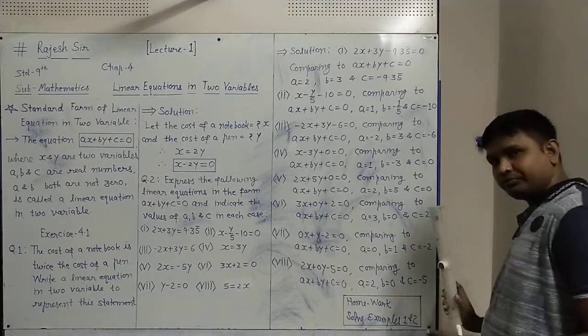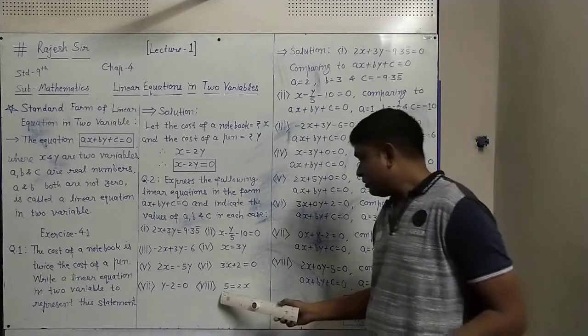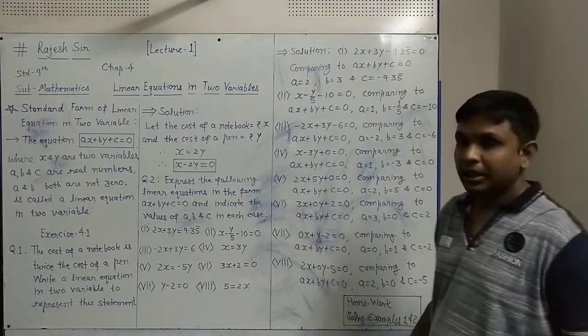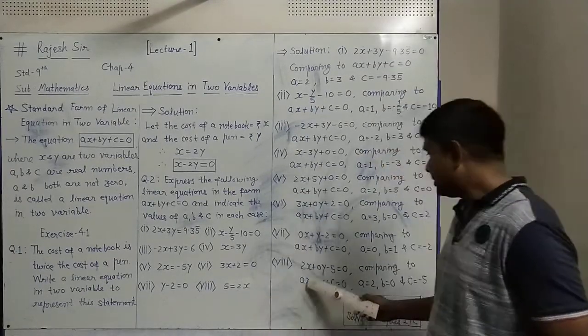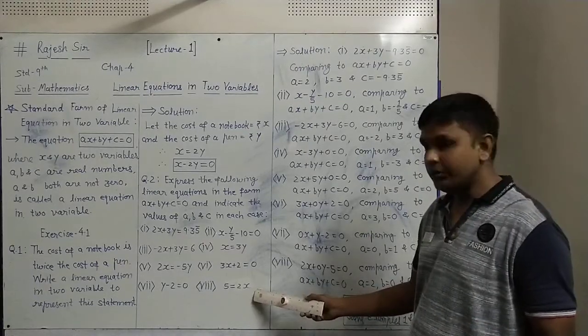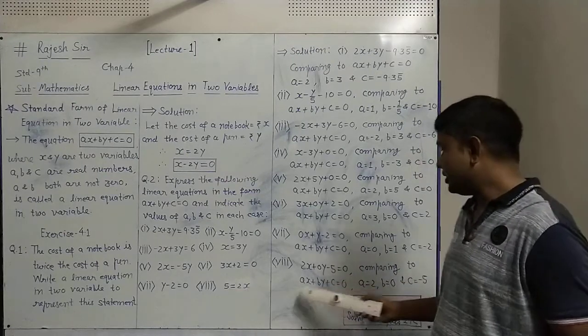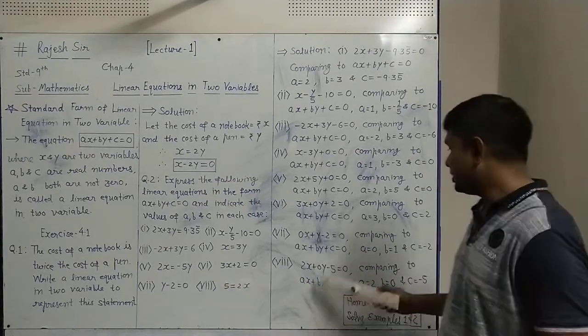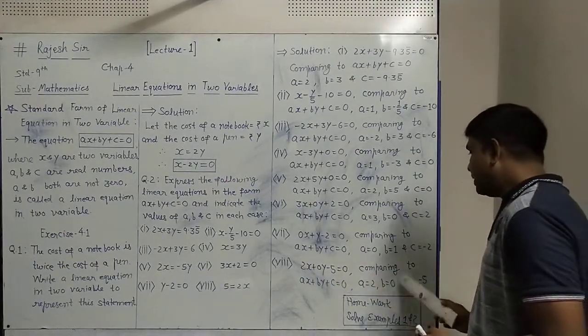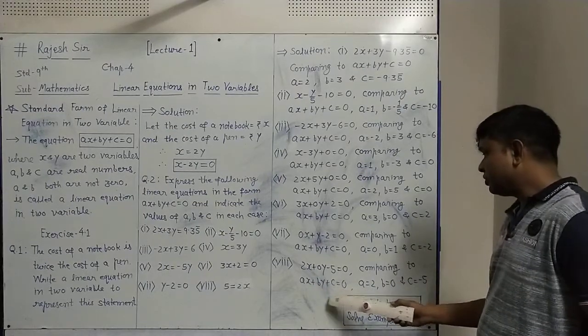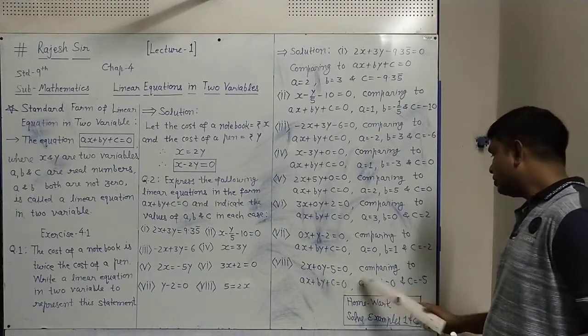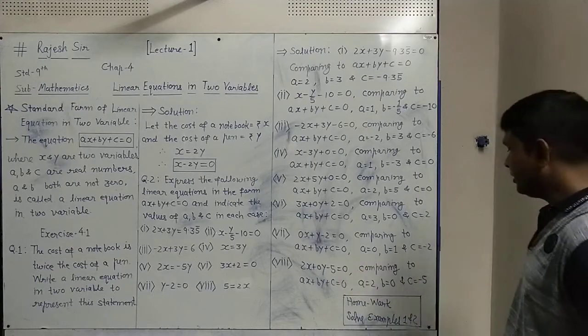Comparing to ax plus by plus c equal to 0, a equal to 0 here, b equal to 1, c equal to minus 2. In 8th number, 5 equal to 2x. So 2x as it is, y term is again here missing, so for y term we will do 0y, and plus 5 on the right side we take minus 5 and that side will be 0, so this side is 0. So comparing to the ax plus by plus c equal to 0, a equal to 2, b equal to 0 and c equal to minus 5.